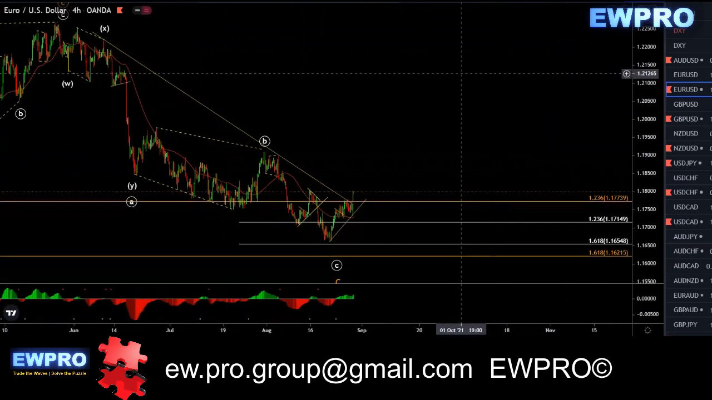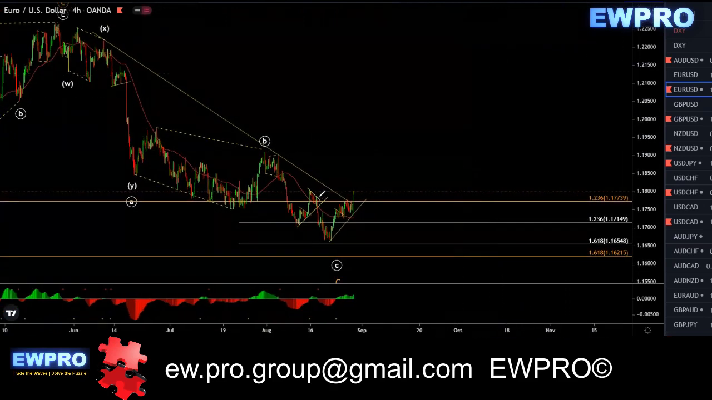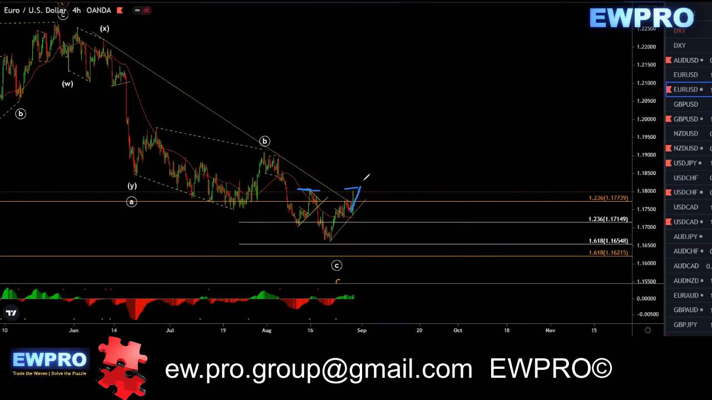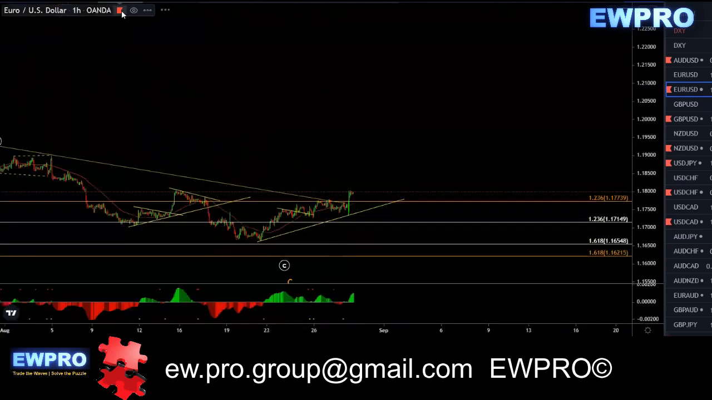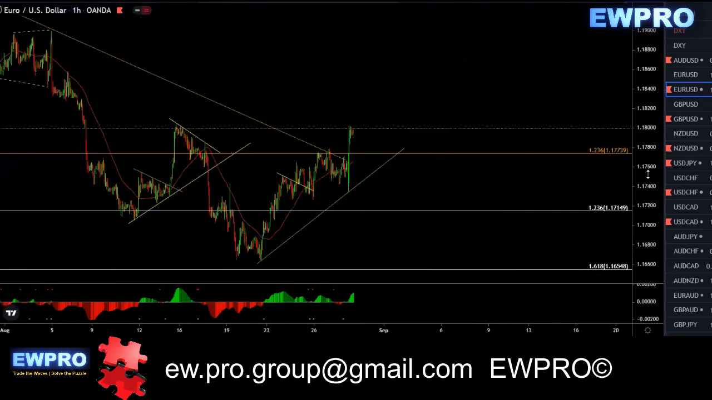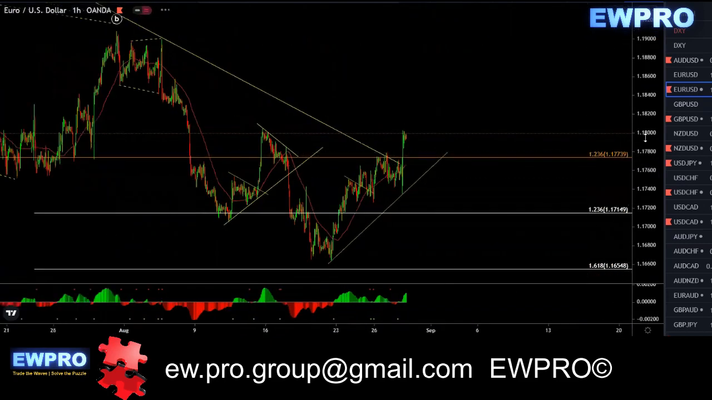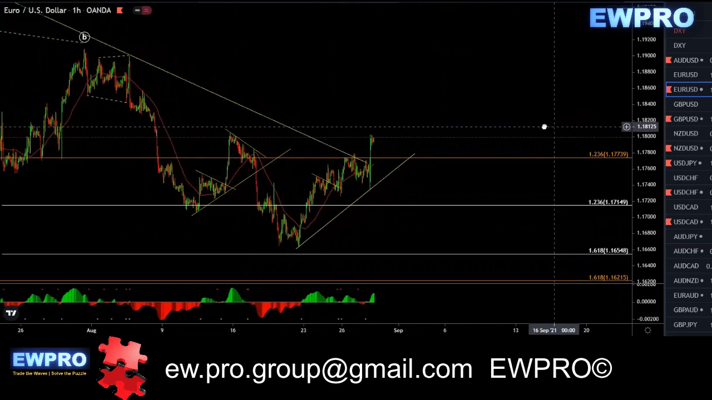So on the H4, nothing's changed. We're starting to get a higher high here now, so a nice break above there. We're breaking the trend line. Any bullish flag or correction, look for that buy. So we're really looking for dollar weakness in the coming week.